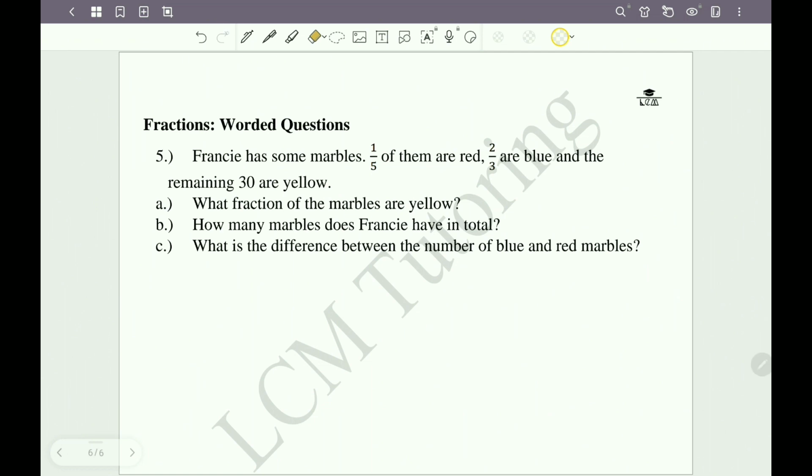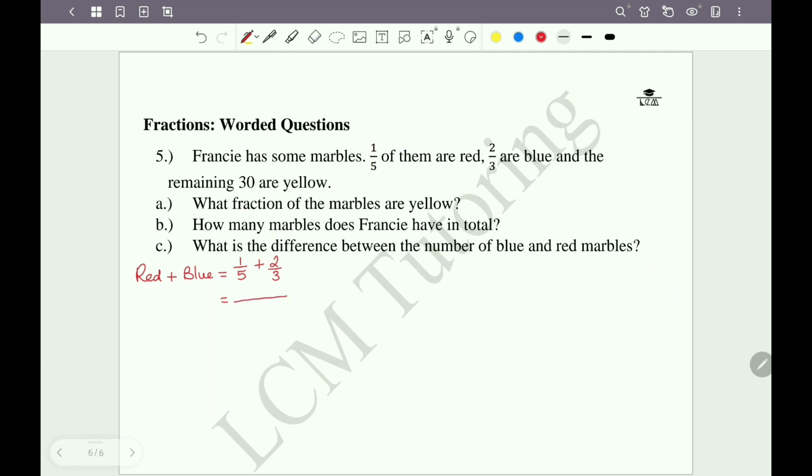So let's go ahead and take a look at part A. What fraction of the marbles are yellow? Now the question doesn't give us a fraction that are yellow, it gives us a number that are yellow. So we're going to have to work with the fraction that they gave us for red and blue to find out the fraction that are yellow. So the first step I'm going to take is to add the fraction of red marbles to the fraction of blue marbles. Now they told us 1/5 of the marbles were red and 2/3 of the marbles were blue.